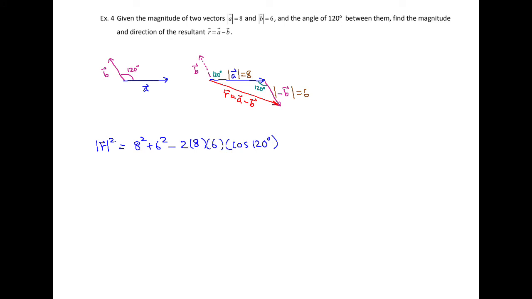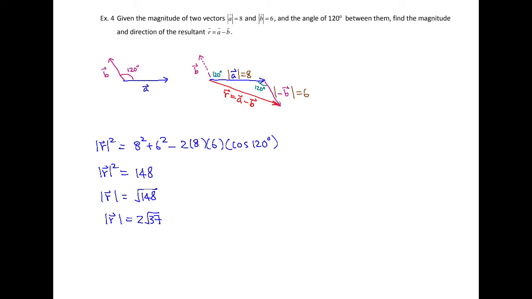So we get magnitude of r squared equals 8 squared plus 6 squared minus 2 times 8 times 6 cosine 120 degrees. Once again, remember the angle and the side must be opposite. And we can simplify to magnitude of r squared equals 148, which means we can take the square root on both sides to find the magnitude of the vector r is square root of 148, which can be reduced to 2 square root of 37.